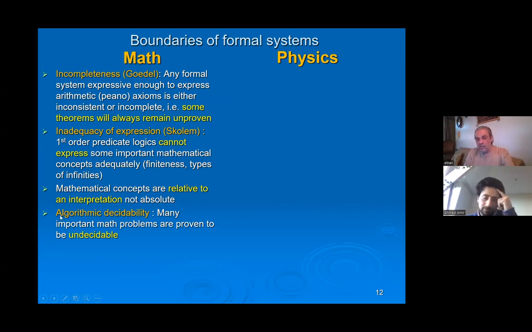Last but not least, algorithmic decidability. Many important math problems are proven to be undecidable. So for the first time in history, someone says that here is a very legitimate question of science, an open question, which we will never decide. Take care of the difference between we can decide now and we can never decide. What these results mean is that if we stick to our fundamental mathematical logics as it is now, as done by Frege and all the logicians, we cannot decide some problems even if we take 1,000 years in research. So this was new.